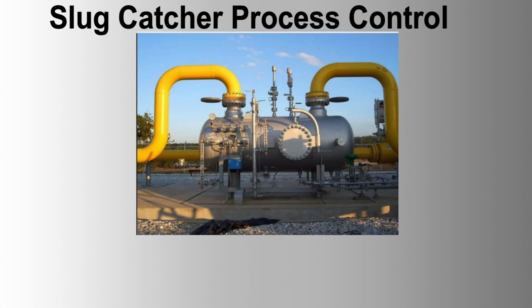3. Cascade control. Overview. Cascade control uses a hierarchy of controllers to improve control performance. A primary controller regulates the main process variable, while a secondary controller regulates an intermediate variable.